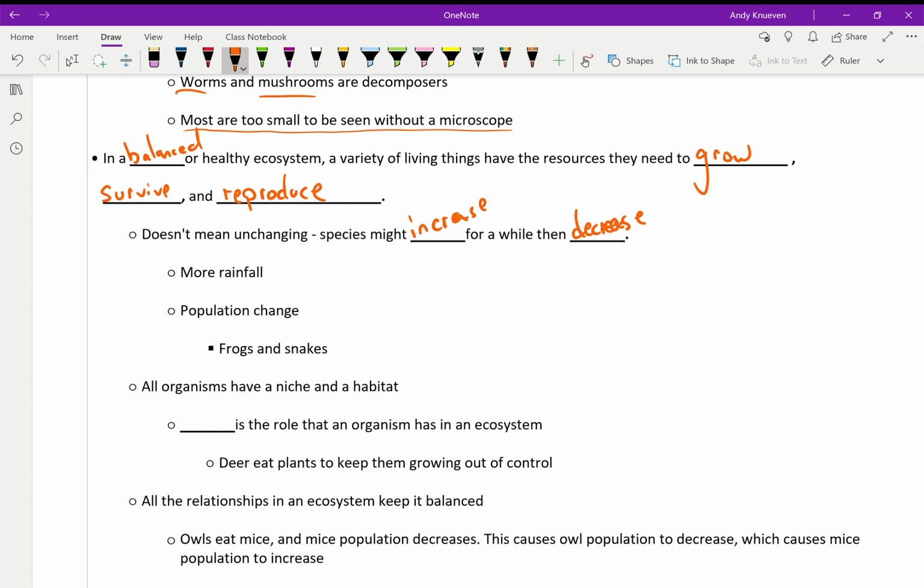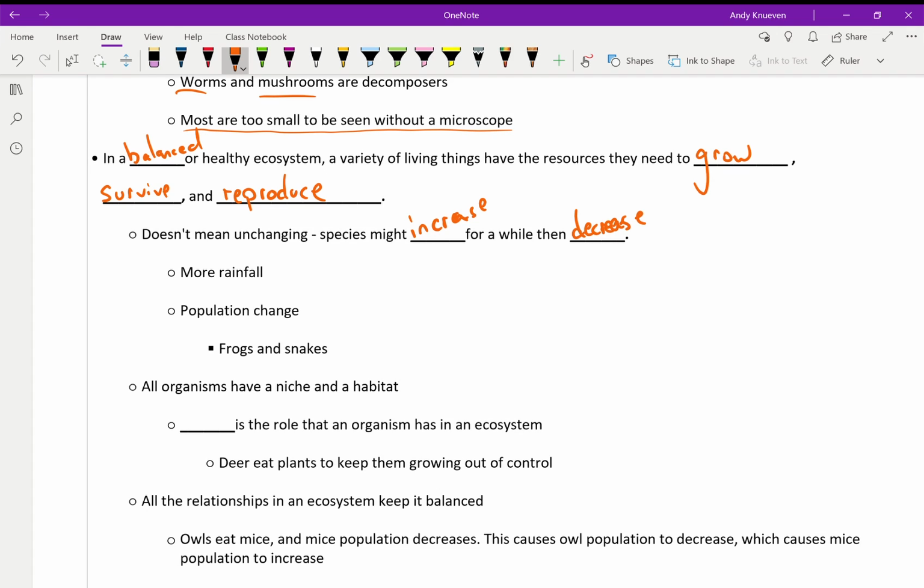So think about this. If we had more rainfall in an area, then we might get more plants. Now, with more plants, then we might increase more frogs in an area. More water and more plants, we might end up with more frogs. Now, with more frogs in an area, well, what eats frogs? Well, snakes might eat frogs. So we then could end up with more snakes in that area because we have more frogs. More frogs because we have more water in an area.